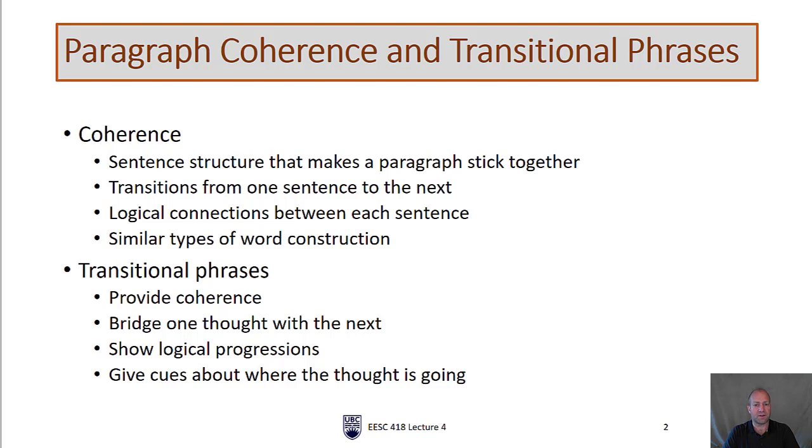And so the specific device that we're talking about today is the transitional phrase. So what can these do? It can provide coherence. Most importantly, it can bridge one thought with the next. And we'll see a lot of different examples about how to do this in different circumstances where we would use a different type of transitional phrase. So we can show logical progressions in our thought and help hopefully persuade our reader to follow the same logic. And we can give our reader cues about where we're going next.